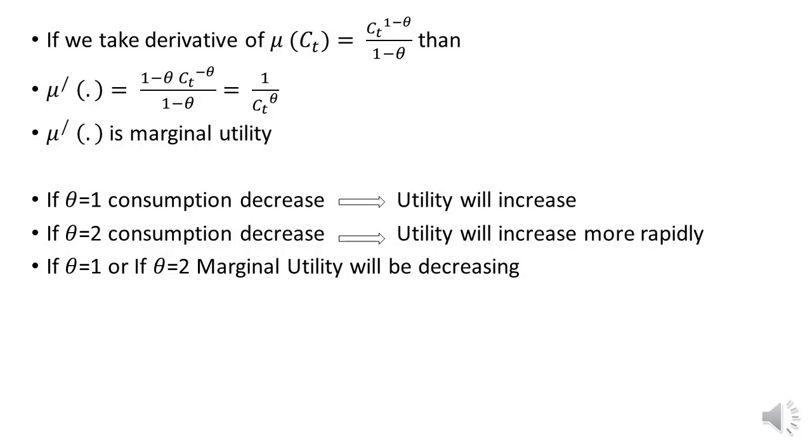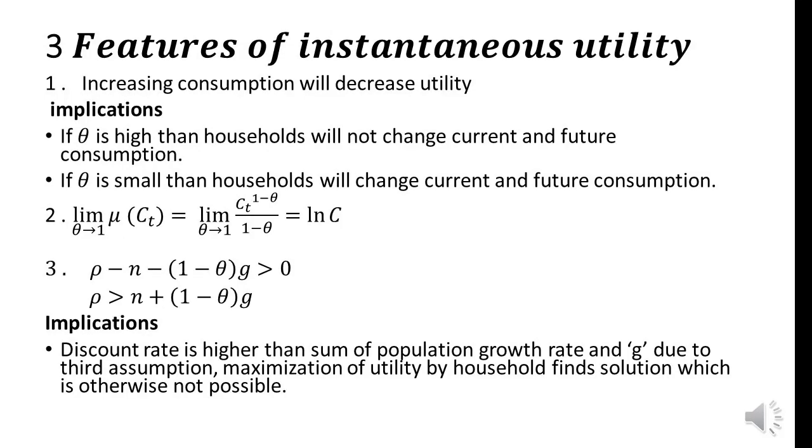So we have some features of the instantaneous utility function. The first feature is that if theta is high, the household will not change current and future consumption. As I told you, theta is the coefficient of risk aversion. If risk averse behavior is very high, that is the value of theta, the household will not change their current and future consumption. But if theta is small, that is the risk averse behavior is small, the household will change their current and future consumption.